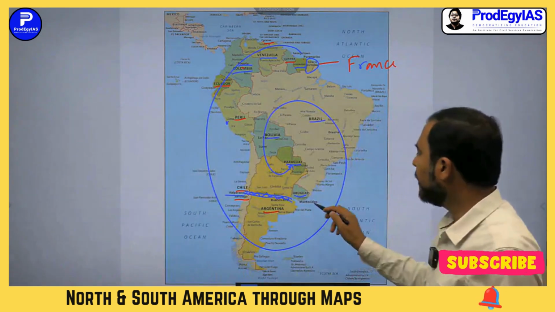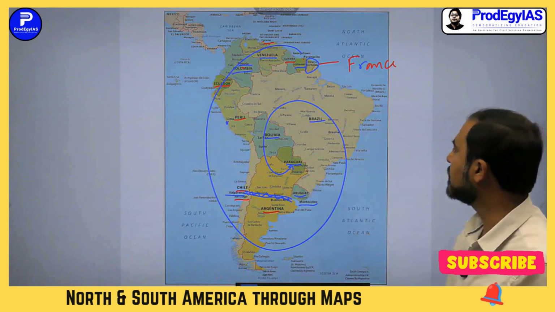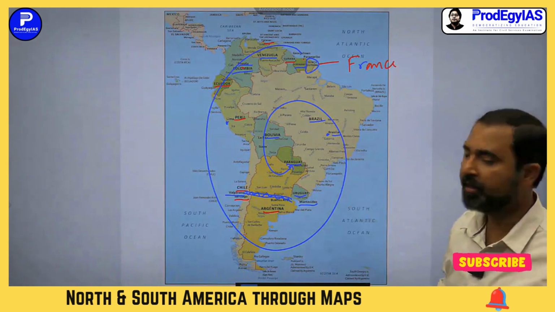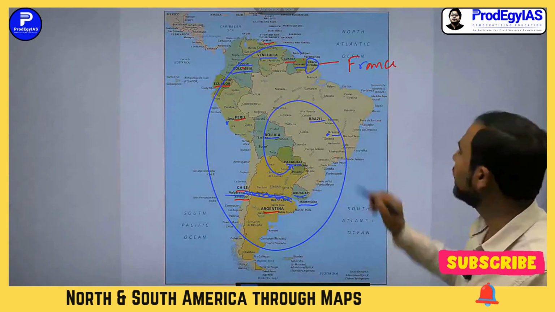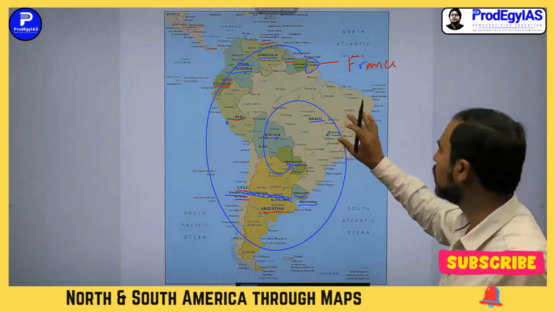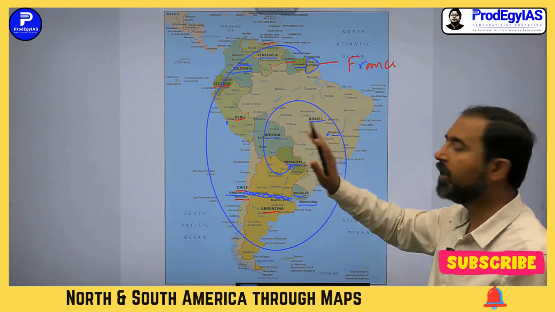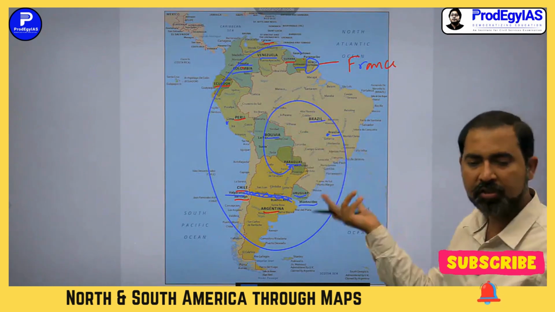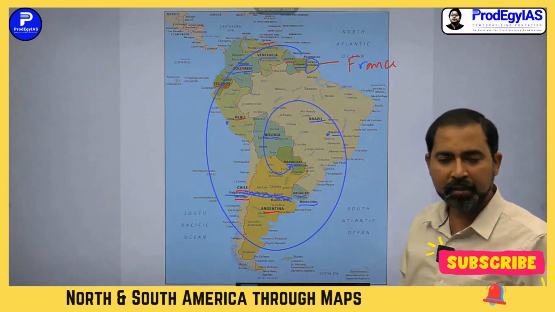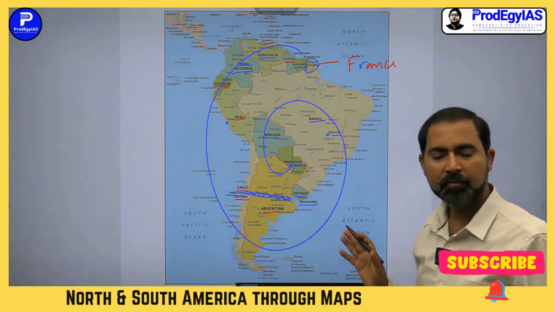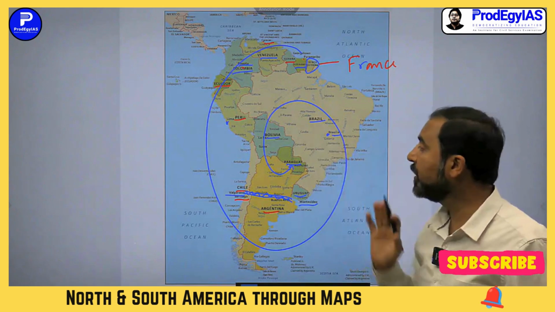Then Uruguay's capital city is Montevideo. This is also a coastal city. Brazil's capital city is Brasilia. It is not a coastal city. Okay, this capital Brasilia is not a coastal city. Right? Then Paraguay and Bolivia both are landlocked, so there is no chance of a coastal city. Bolivia and Paraguay both are landlocked. There is no coastal city in them.